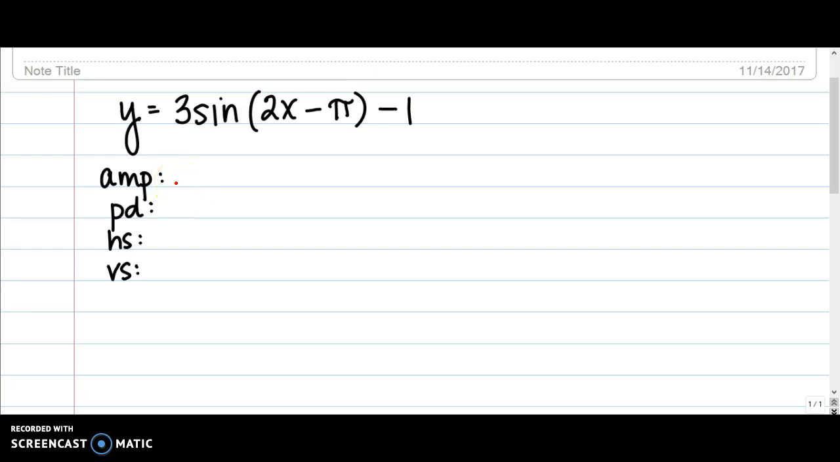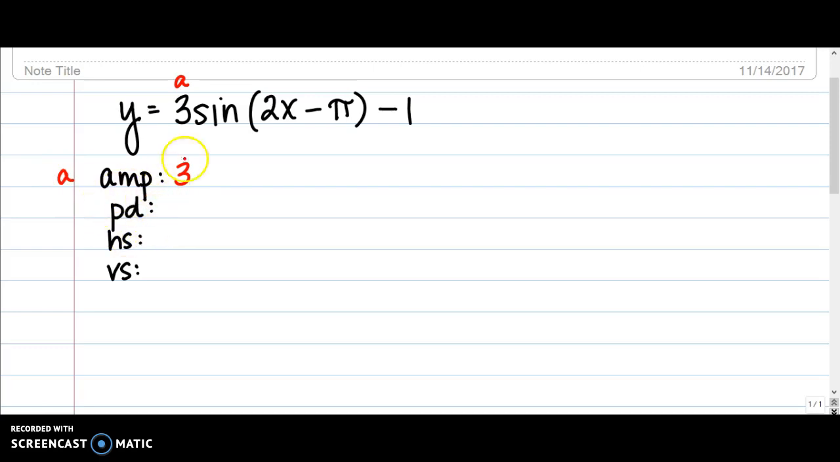So starting with our amplitude, which we pull the a from our equation, that's 3. Remember, sine and cosine are really the only equations that have an amplitude. All the other ones are infinite or none. If there's a negative in front, that doesn't mean our amplitude is negative. It just means our graph is going to be flipped over. Okay, so a for our amplitude.